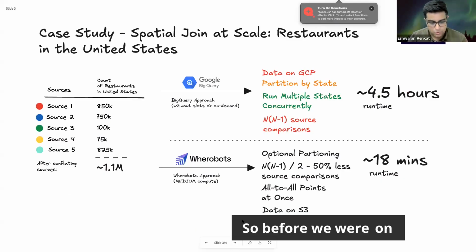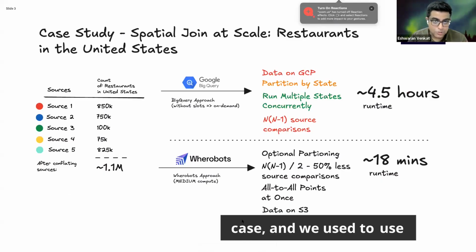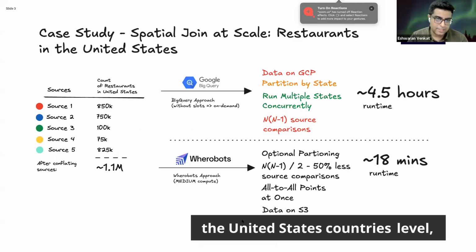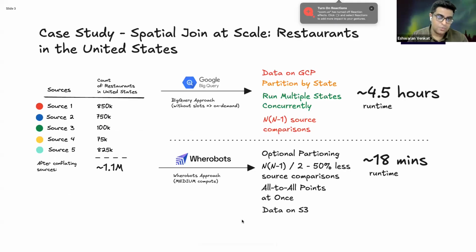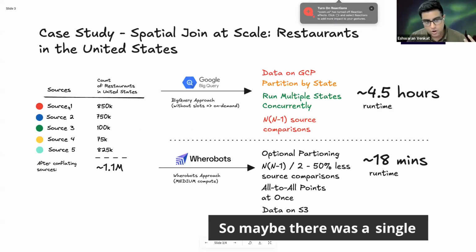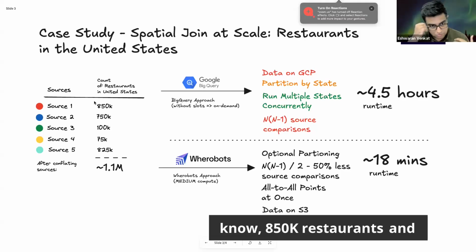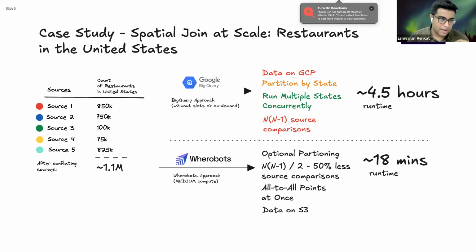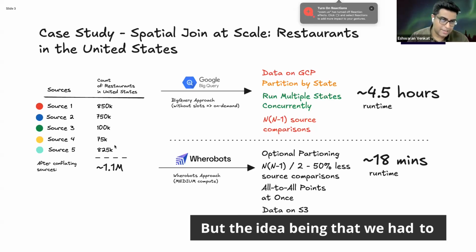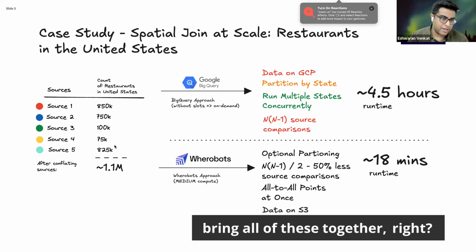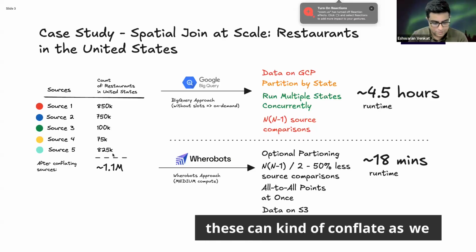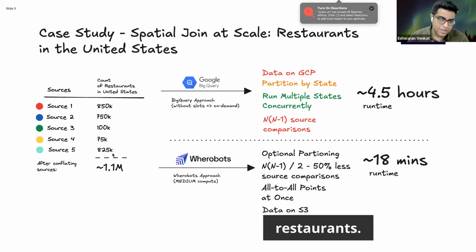Before we were on Wherobots, we still had this use case, and we used to use BigQuery. For example, on the United States level, we had a bunch of sources that had restaurants. Maybe there was a single online source that had 850K restaurants, and another one that had a lot, and some had very few. But the idea being that we had to bring all of these together, right? And at the end of that matching process, all of these conflate, as we were talking about, to 1.1 million restaurants.